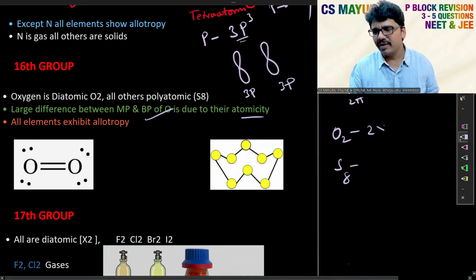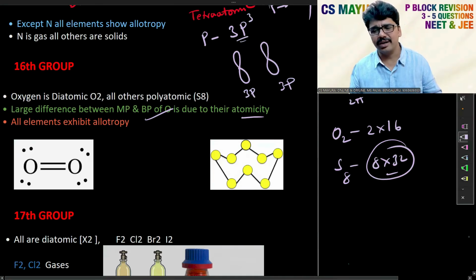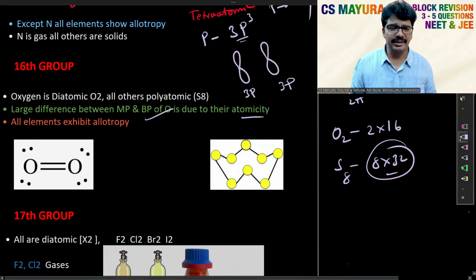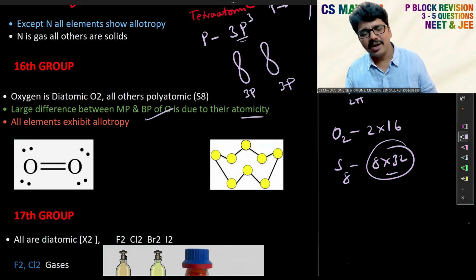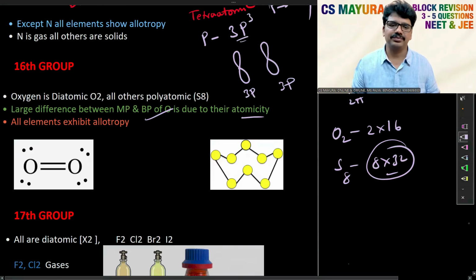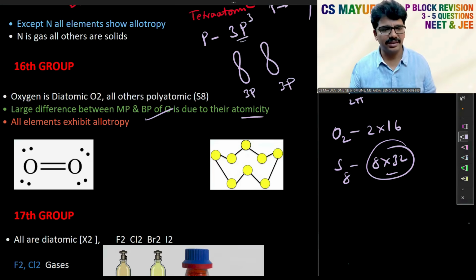Van der Waals forces are directly proportional to molecular weight or molecular size. See, oxygen molecular weight is 2 into 16. S8 molecular weight is 8 into 32. It has huge molecular weight compared to oxygen. So van der Waals forces increase, and their melting and boiling points also increase. Right? Boiling point depends on van der Waals forces, but melting point depends on intermolecular forces as well as their structure. So in allotropic forms, we will see the structure of S8 molecules. Crystalline allotropes are there, we will see that.